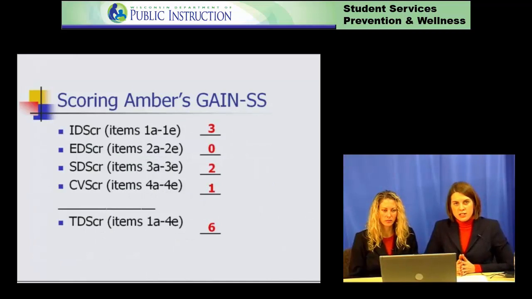For the internalizing disorder screener, we already said she got a 3. For externalizing, it was 0. Substance disorder screener was 2. Crime and violence screener was 1, and that means a total of 6.